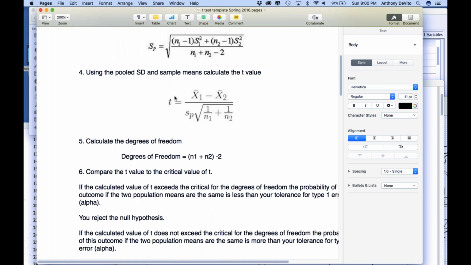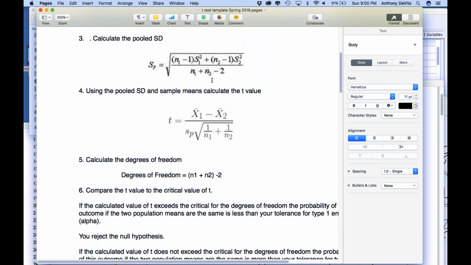And then, in order to calculate my t-score for the two samples, it's the difference between the two means, the distance between the two means, over the standard error. And the standard error is going to be the pooled standard deviation times the square root of 1 over n1 plus 1 over n2. So a little complicated, but if you're careful with your math, this shouldn't be a problem. You get a t-score.